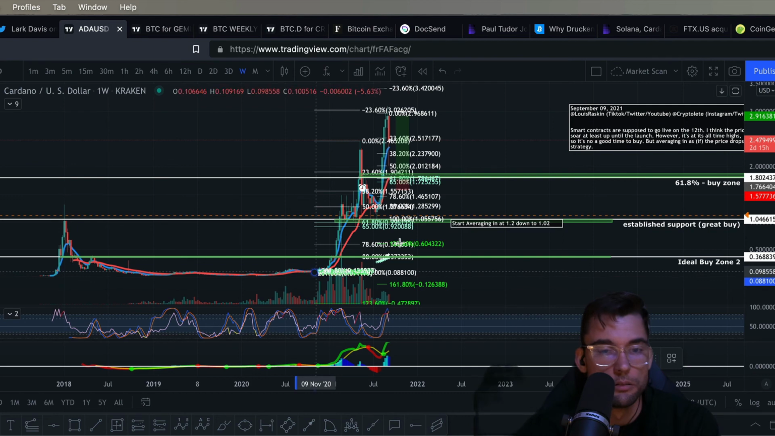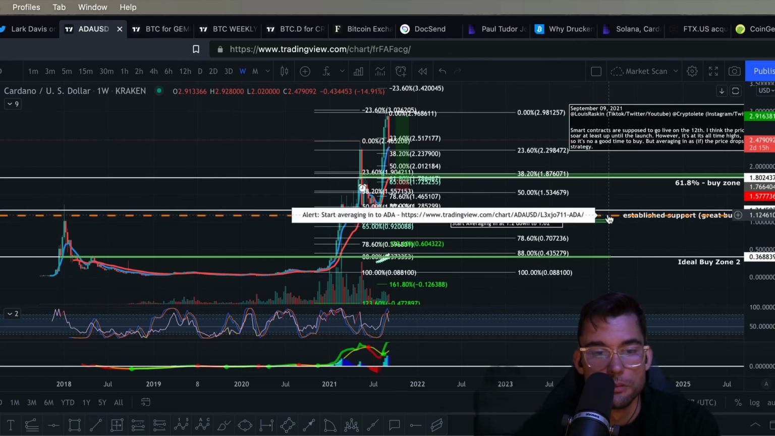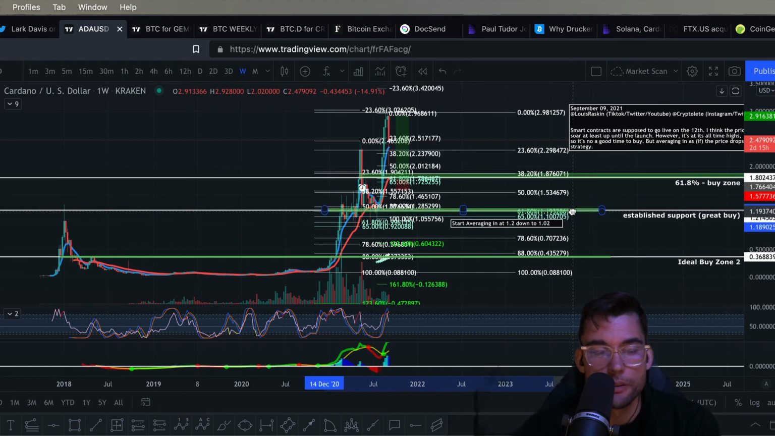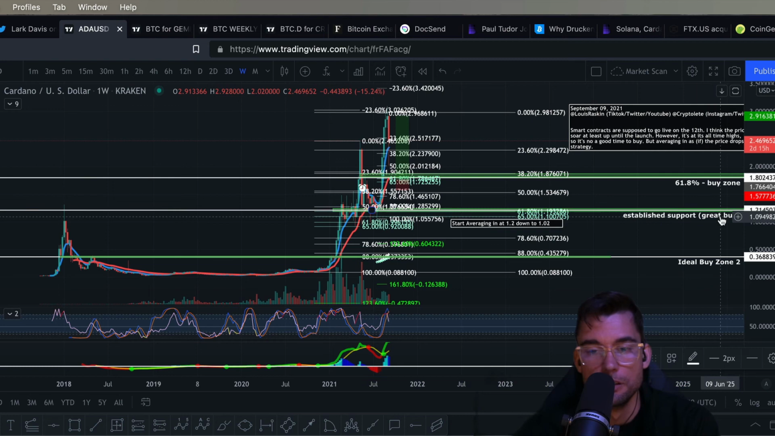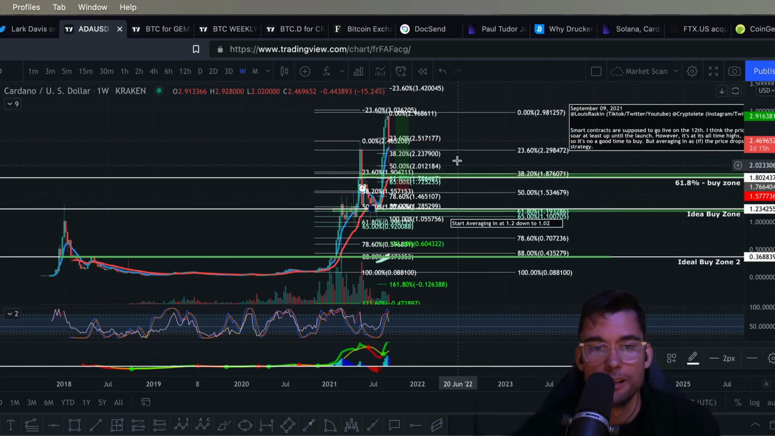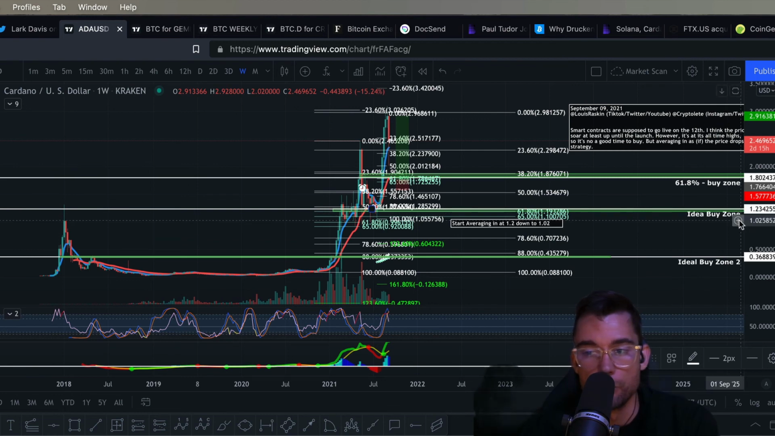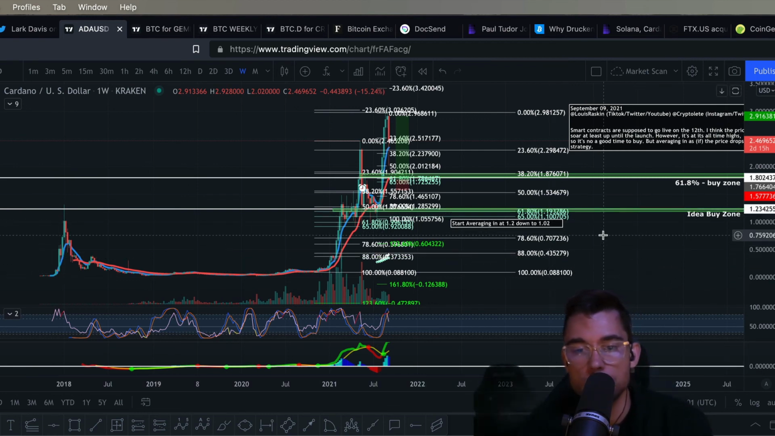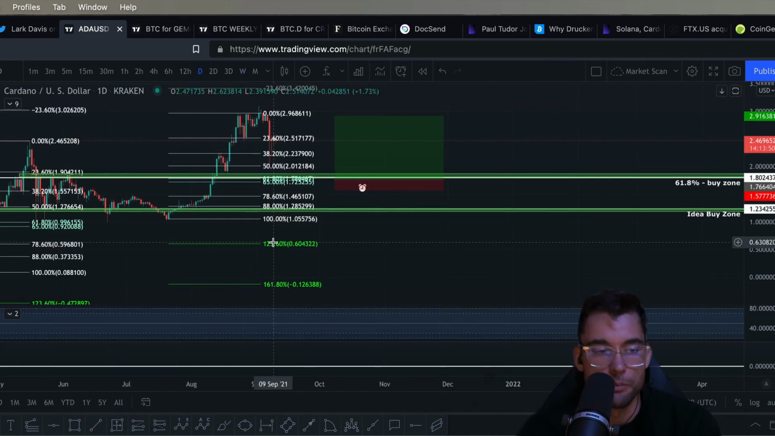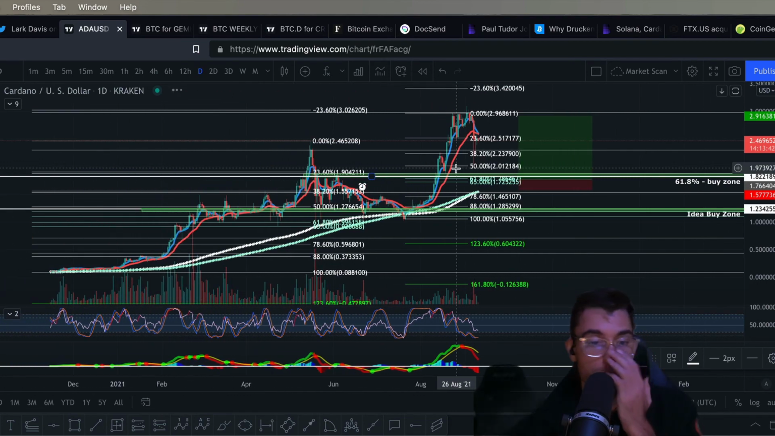First and foremost, if it ever comes back down to this level, this is the new ideal buy zone. Let's say it just does terrible and crashes and goes all the way down. This is where I would buy it right here, 1.234. Very, very cool. So that's definitely a good place. The second thing to know is the 61.8 from this bottom to this top, which is right here. So this is also a buy zone, and I'll have that in there.